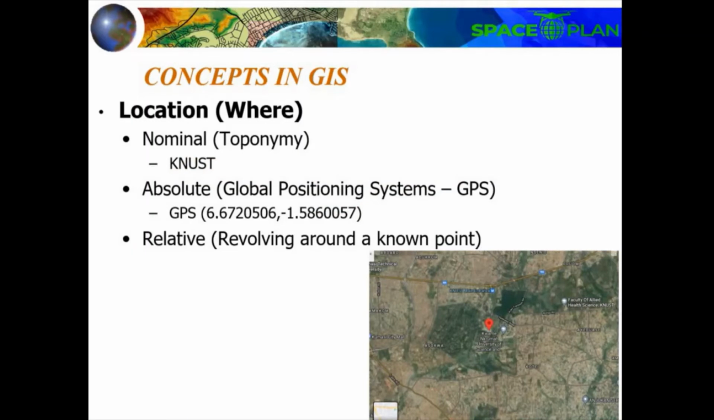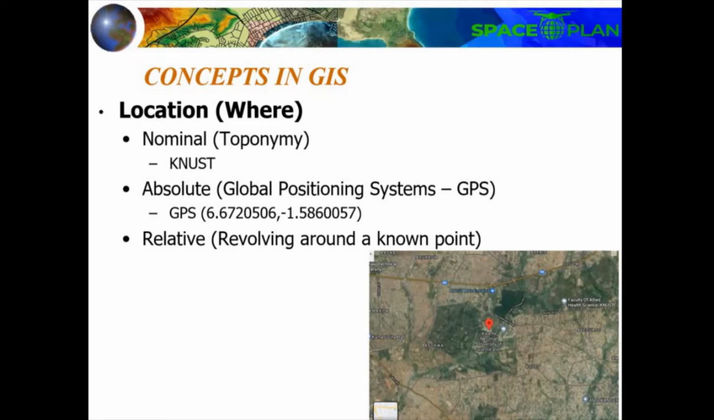For GIS, where a particular thing or phenomenon is happening is very important. The location perspective of any phenomenon is important in GIS. So the first concept we want to talk about is location. Where is the phenomenon? Where are the issues you are talking about? The "where" aspect of GIS is the location.